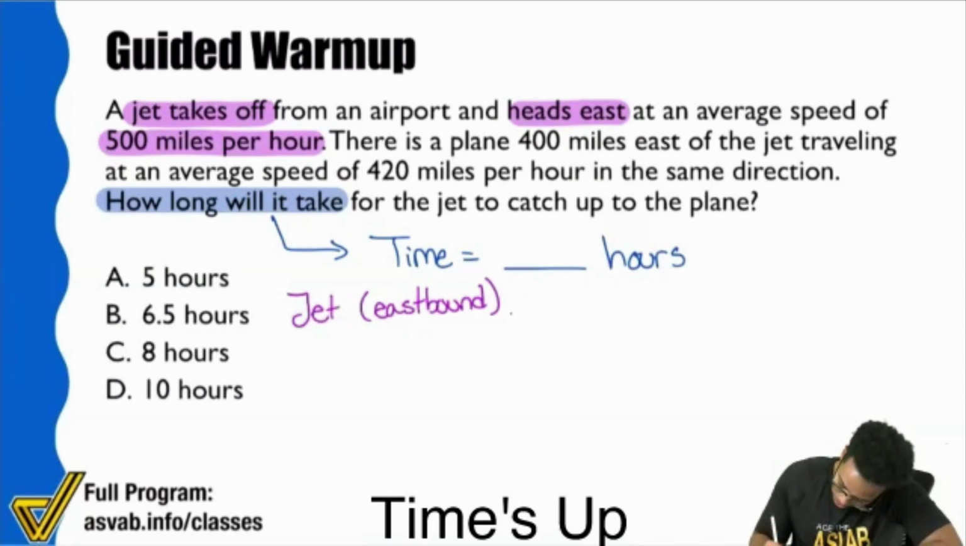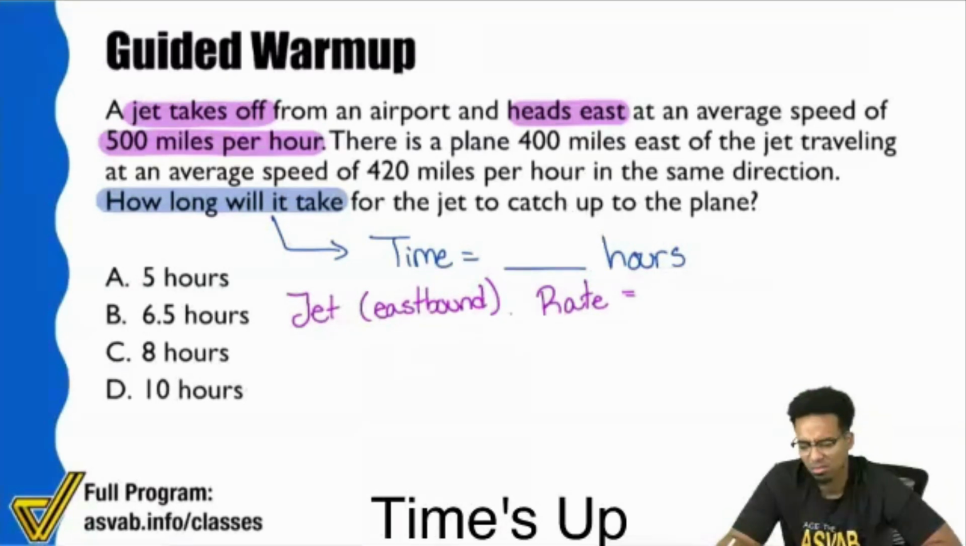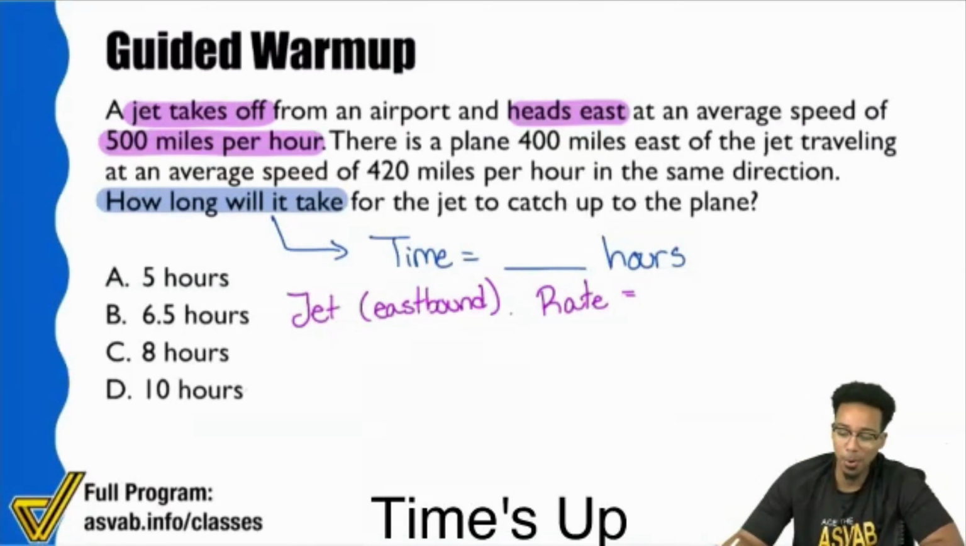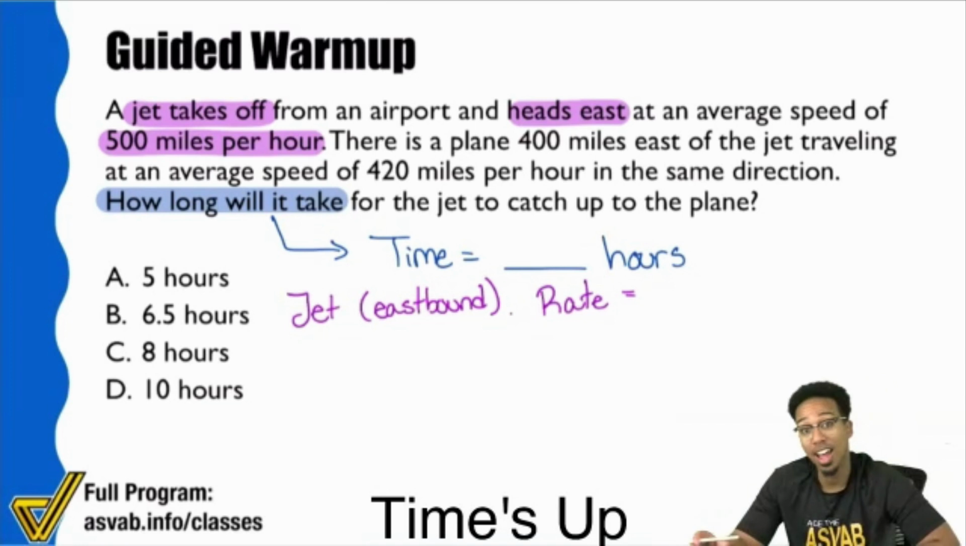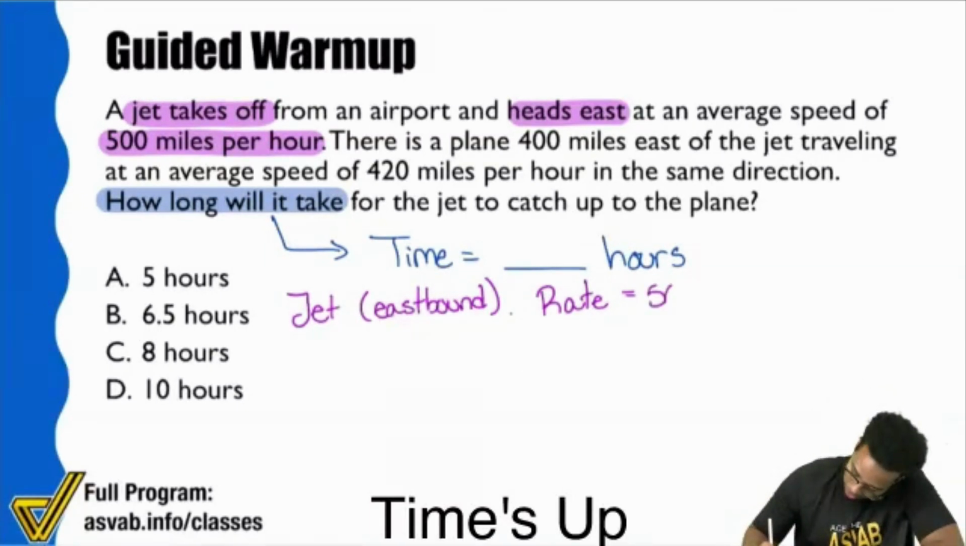And then the rate. Is 500 miles per hour a rate, everybody? What gives it away? How do you know that's a rate? Yeah, the word per. The word per gives it away. Again, miles per hour. Miles by itself is a distance. Hours by itself is time. Miles per hour is a rate. So the rate here is 500 miles per hour.